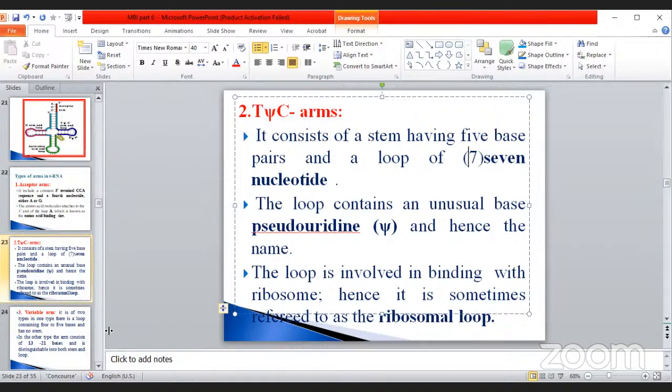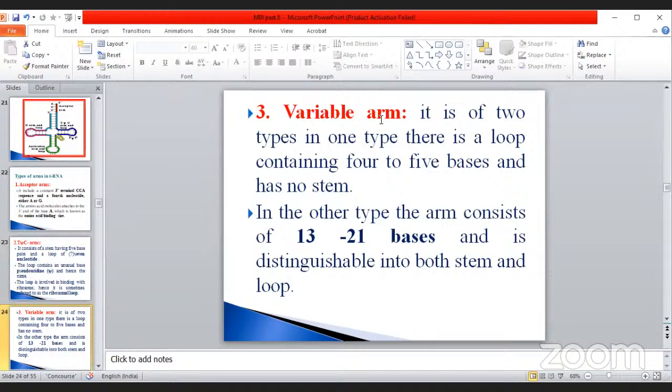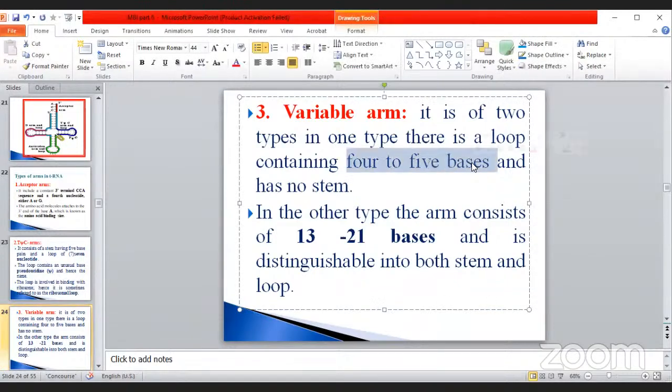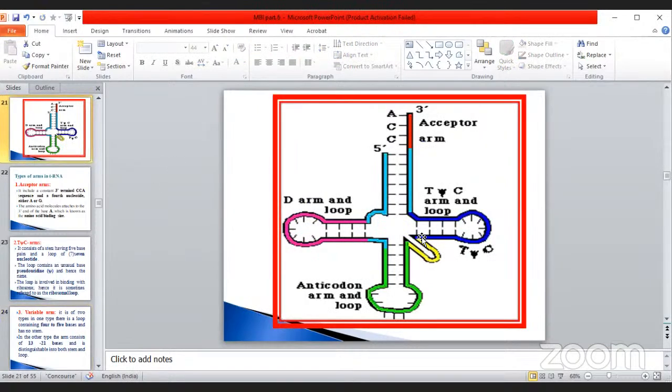Okay. So the third arm is called the variable arm. It is of two types. In one type, there is a loop containing 4 or 5 bases and no stem. How many bases are there? 5 bases, and no stem. In the other type, the arm consists of 13 to 21 bases and is distinguishable into both stem and loop. This is very, very important. This is called the variable arm.